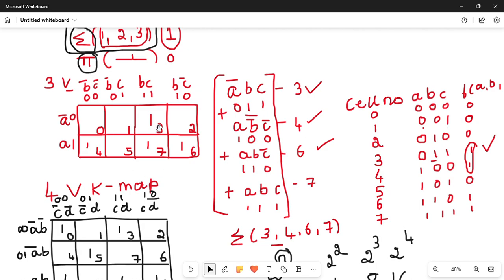So now I'm writing in the place of the third cell it is 1, fourth cell it is 1, sixth cell it is 1, seventh cell it is 1. And here you're supposed to not write in order 0, 1, 2, 3; it is 0, 1, 3, 2. And here it is 4, 5, 7, 6, right?